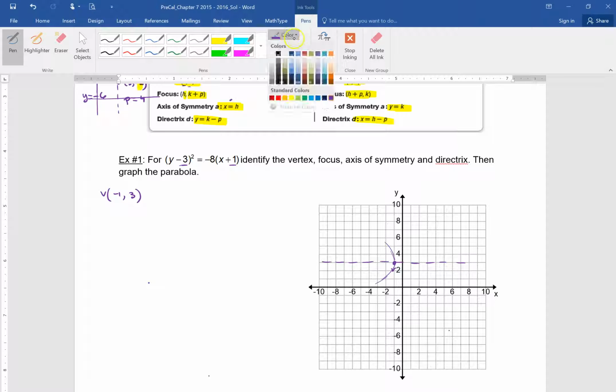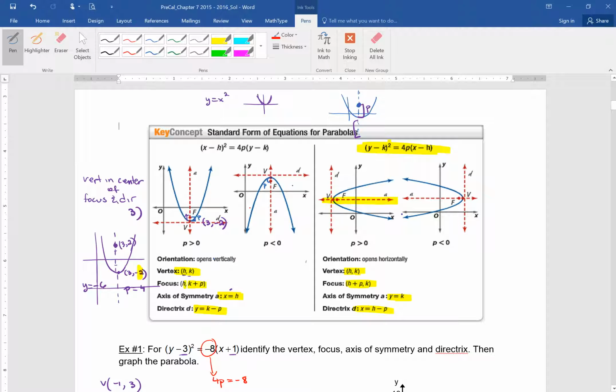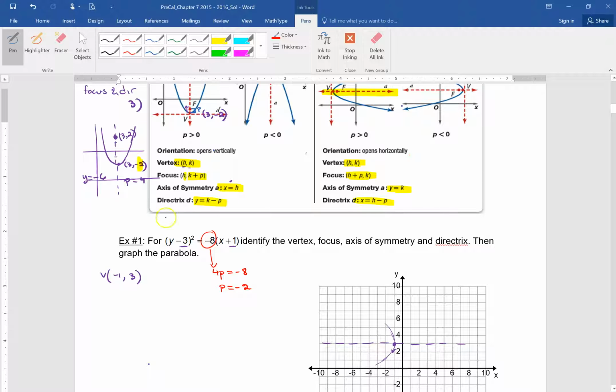So just have that picture in your mind so you know how to orient yourself. Now, that number is 4p. So 4p is equal to -8. That means p is equal to -2. Okay? That's the formula, right? So here, it's x minus h squared or y minus k squared is equal to 4p times x minus h. So the equation is y minus k squared is equal to 4p times x minus h.